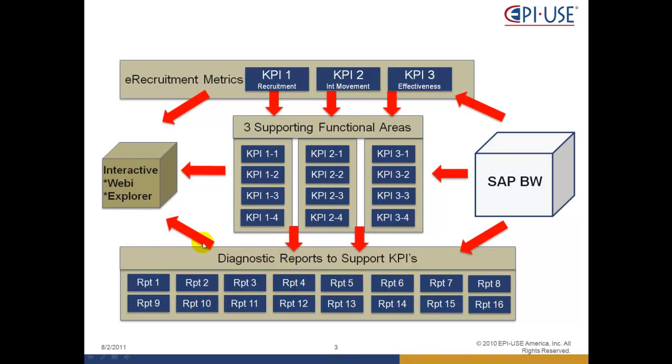Because those reports should only be created to the extent they support a KPI. So really this all starts with the KPIs. And you'll see over on the right hand side, the base, or the power, of SAP BW is what feeds the entire process once the KPIs have been defined. Let's take a look at how the eRecruitment metrics could look in a dashboard for Excelsius.